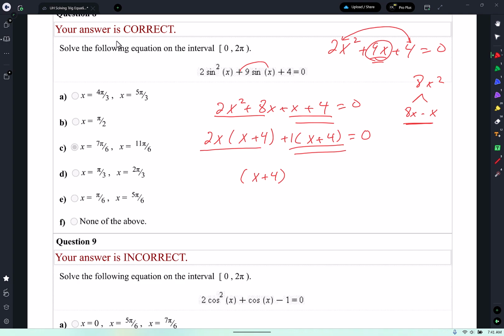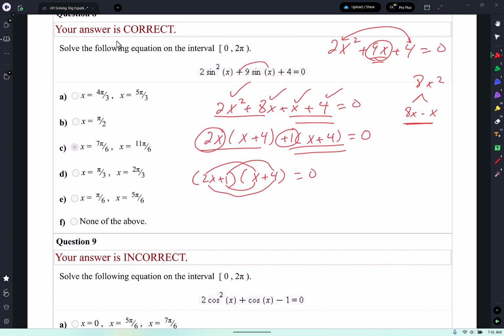See? So when I factor out the x plus 4, what do I have left? I have this 2x and 1. So 2x plus 1 is what I have left over. Why does this work? Well, check it out. 2x times x, that's 2x squared. 2x times 4, that's 8x. 1 times x, that's 1x. 1 times 4, that is 4. See, so it works, guys.